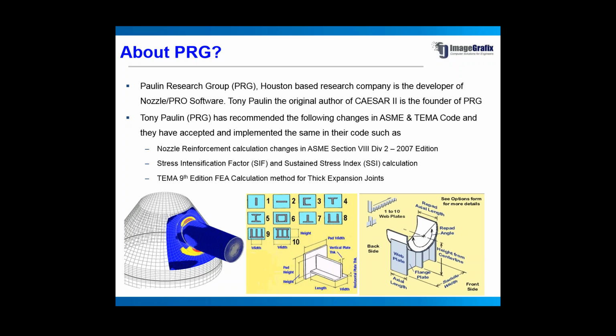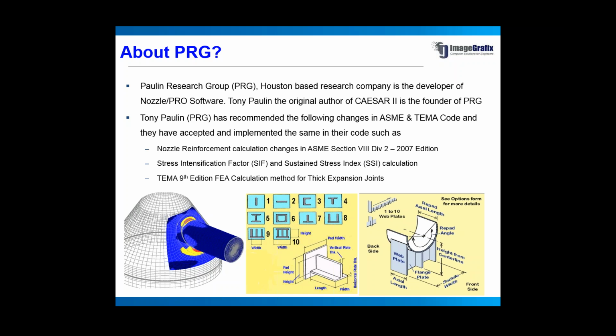If you see, PRG is a very well-known research group in Houston in the US, and most of the times when a code wants to make any changes in their system, for example, ASME wants to do some improvement on the code, they will go to PRG and use their research lab to do the testing, and with respect to the results they will implement changes into their code. Similarly, TEMA also does the same.